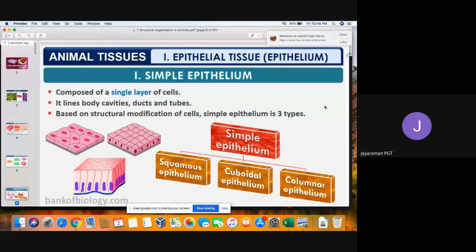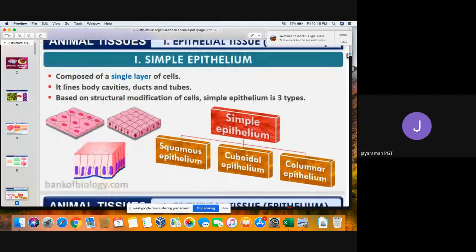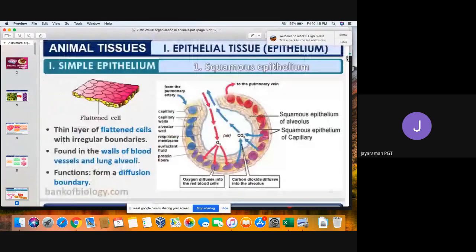To get the marks, you have to complete squamous epithelium: what a squamous epithelium is and where it is found. One example is a must; even if they don't ask, you have to write an example to have complete notes. Then cuboid epithelium and columnar epithelium. So these are the three subtypes of simple epithelium. First one is the simple squamous epithelium.